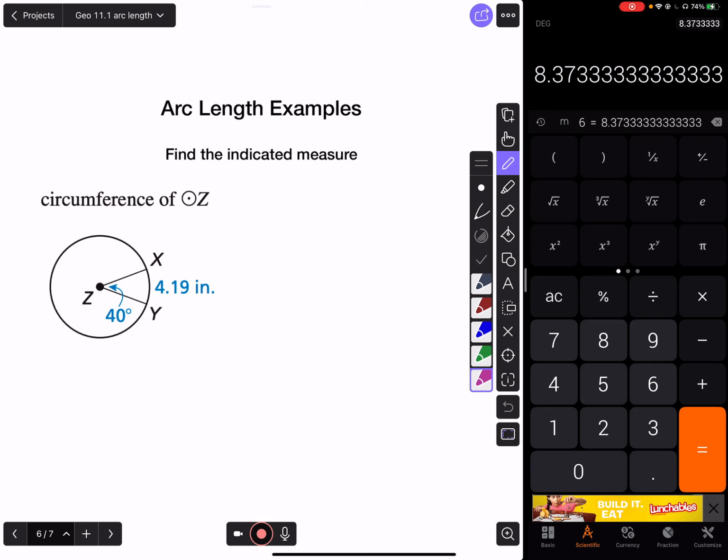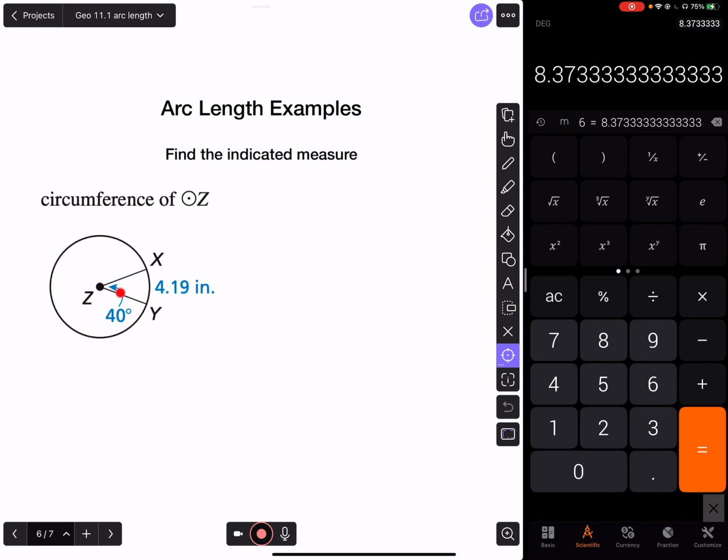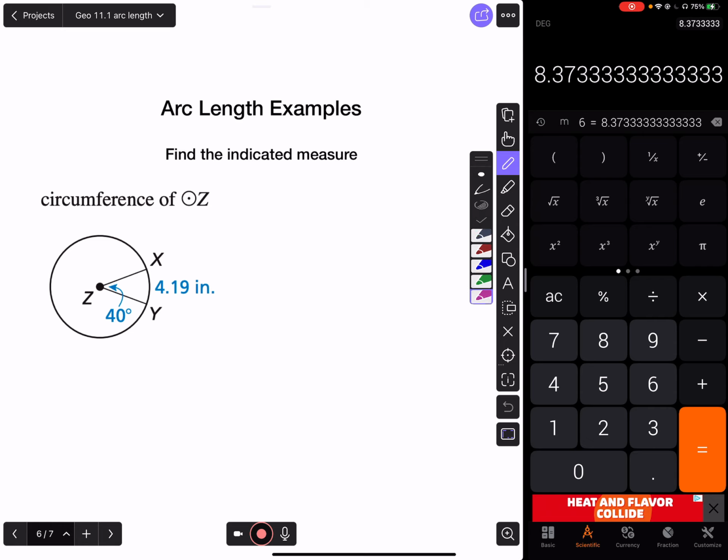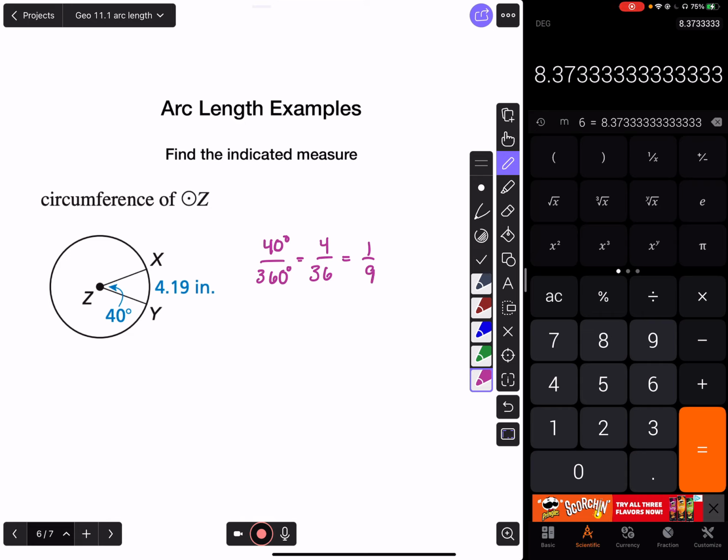All right, find the indicated measure: circumference of circle Z. Okay, so we're looking for the whole thing. In this case, they've given us this little arc length right here, which is 4.19. So we know it marks off 40 degrees, so that's 40 degrees out of 360. Again, divide by 2, you get 4 over 36. So that's 1/9 of the circle.